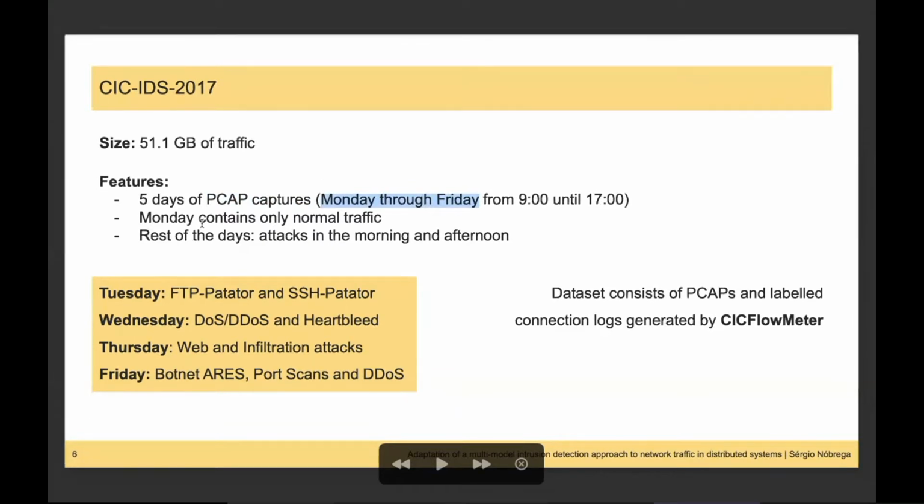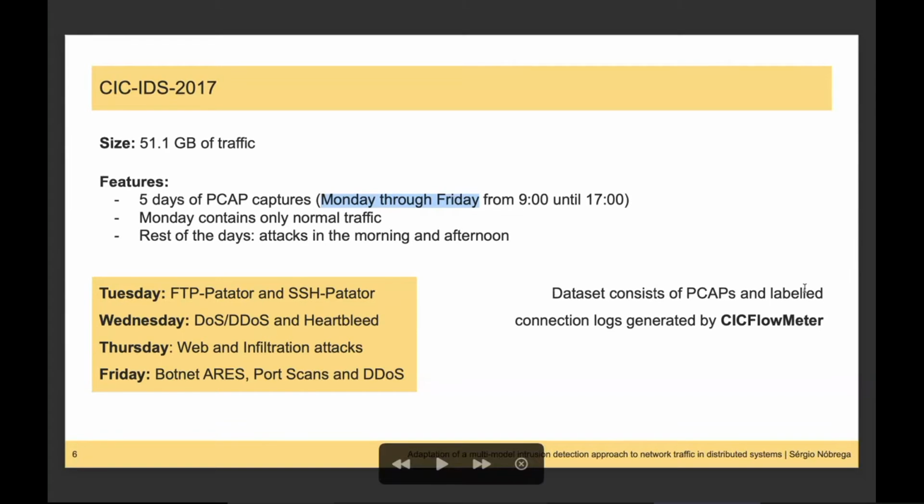And basically, the Monday traffic contains only normal traffic, so it's benign for the training of the models. And the rest of the days contain attacks both in the morning and in the afternoon. And as you can see, the attacks are very different from each other. So we have denial of service, RP attacks, web attacks, infiltration attacks, botnet. So it's a very diverse set of attacks, and allows us to also have a better idea of what the models can be good at on a large scale.